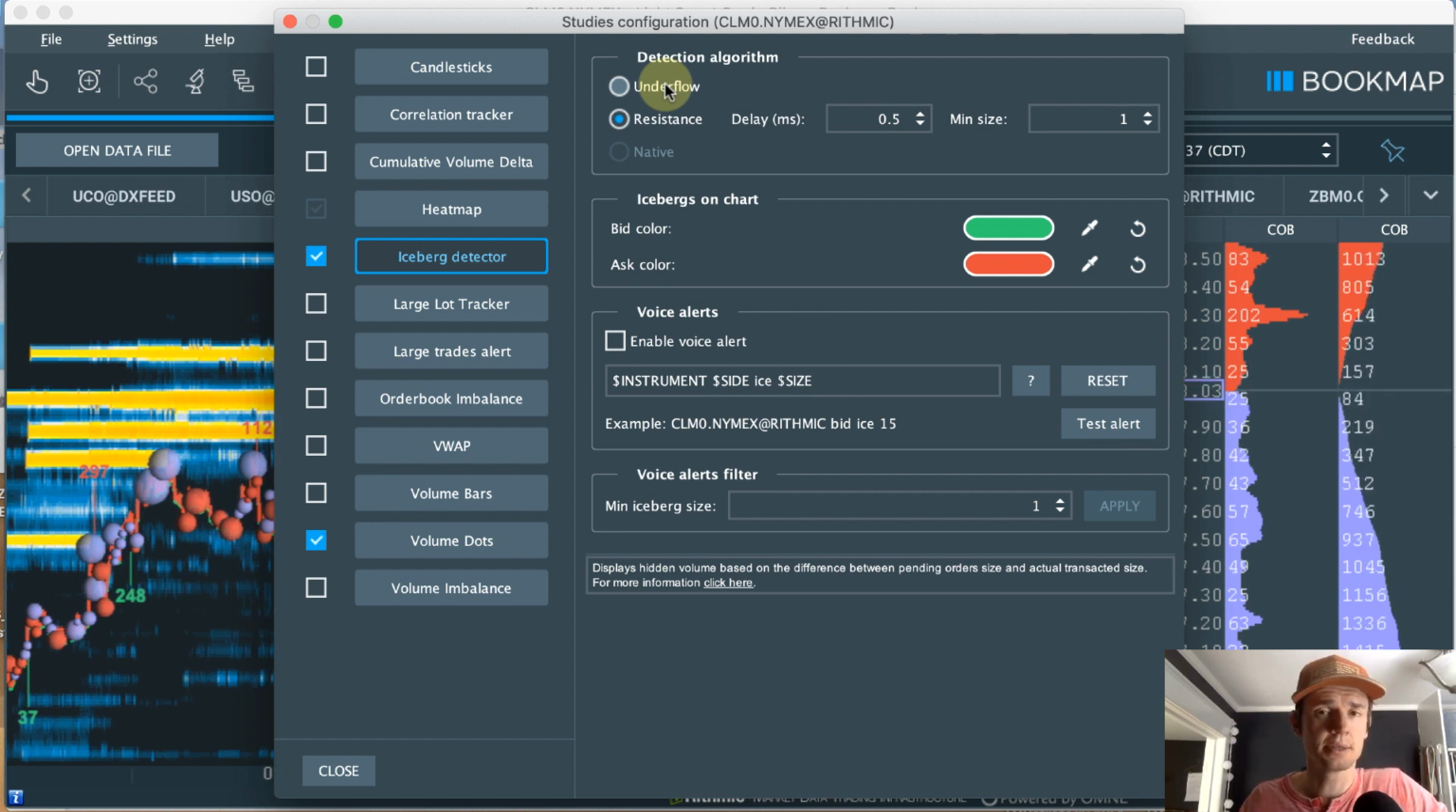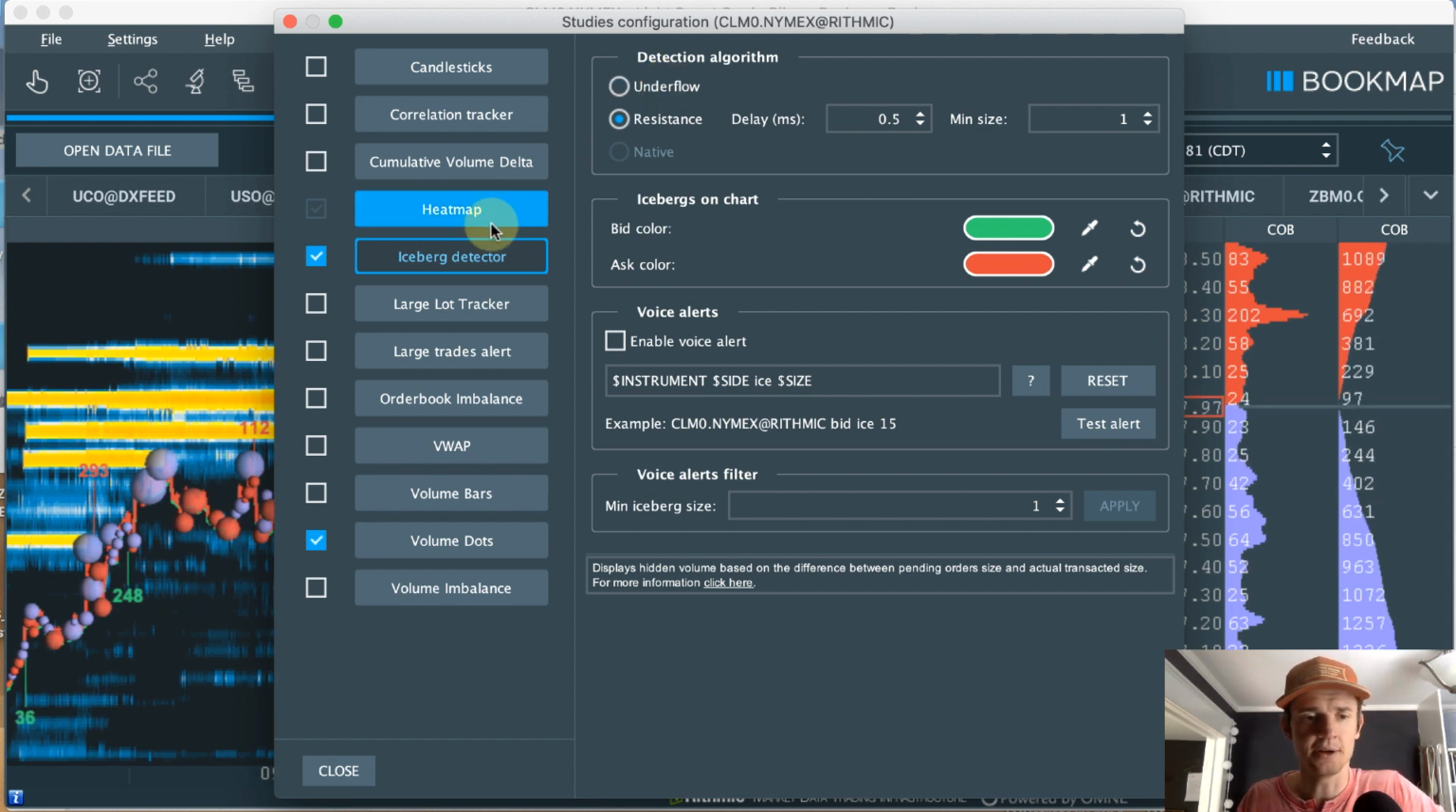So stop runs, it'll show you stop runs, and I'll show this tool in another video because it's a fantastic tool, but it's too much for this video. And it'll show you the hidden iceberg orders when they execute. They won't show you in advance, only when they execute, but it does it without fail.